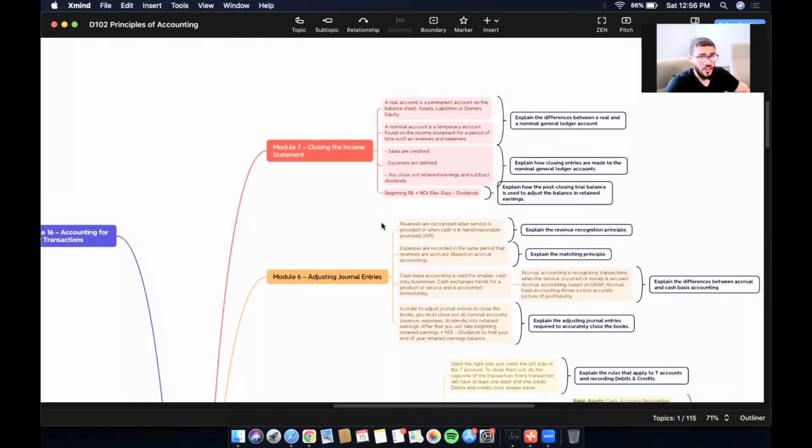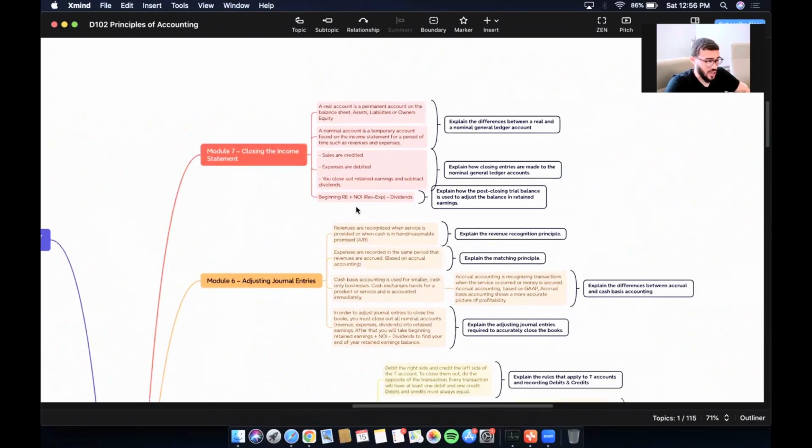Here, we're going to make sure to check on Module 7, closing the income statement. That's a big one. We have an Excel portion where we have a trial balance, and we're going to close out all of the nominal accounts, which are the temporary accounts. And then we move it over to the post-close trial balance. I said that wrong earlier. After we close out the nominal balances, we close it to the post-close trial balance, tongue twister.